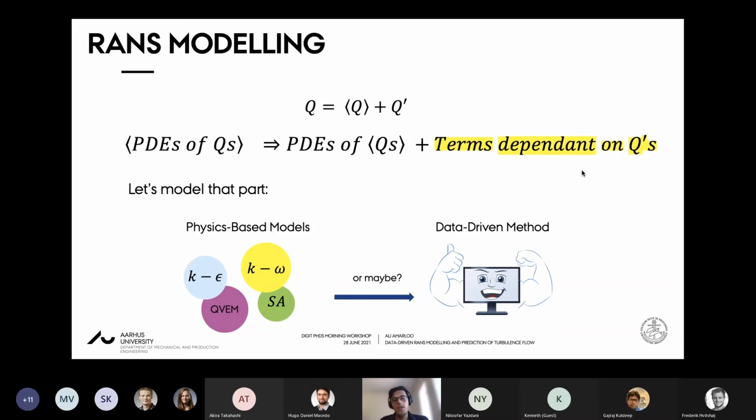But how? We have a lot of physics-based models that are trying to guess a value for these parameters. If you have heard about K epsilon, K omega, and a lot of them, they are for this purpose, to find that value, but they are very limited. They cannot predict for all the cases. They work for one case and they don't work for another case, and they have constants that should be tuned, and these problems. So the idea is maybe we can put a computer that can learn and help us with the prediction of those terms that are dependent and we don't know about them.